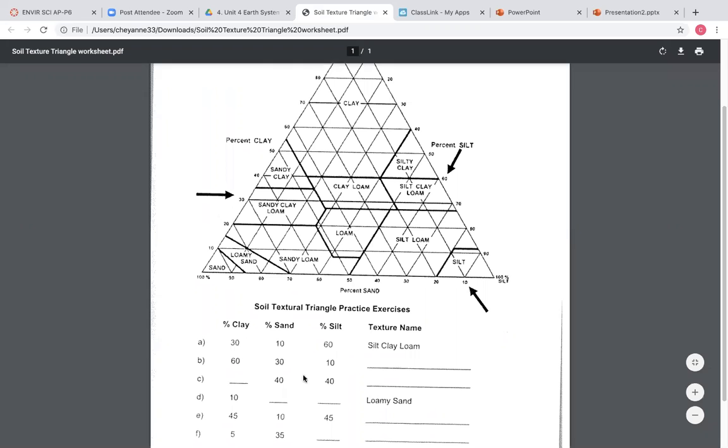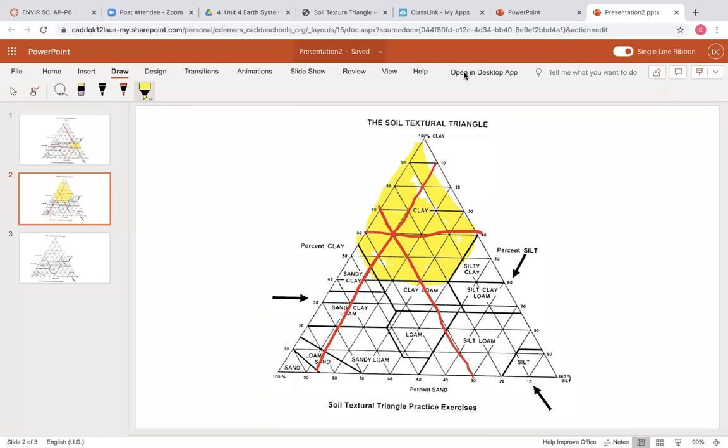And then finally, we'll look at the third one, and I will walk you through that one, and then I'll let you go on your own to finish. So the third one does not tell us a percentage of clay. They tell us a percent sand, and they tell us a percent silt, and want us to also find the texture. So if we go back to where we can draw.